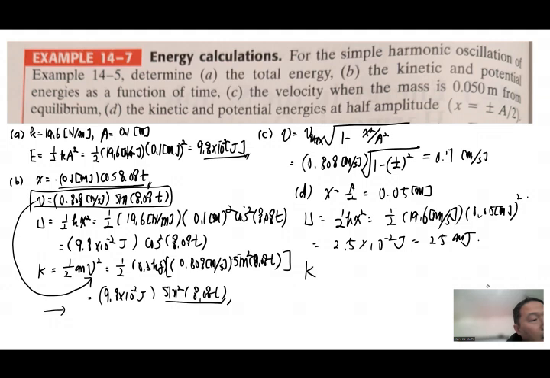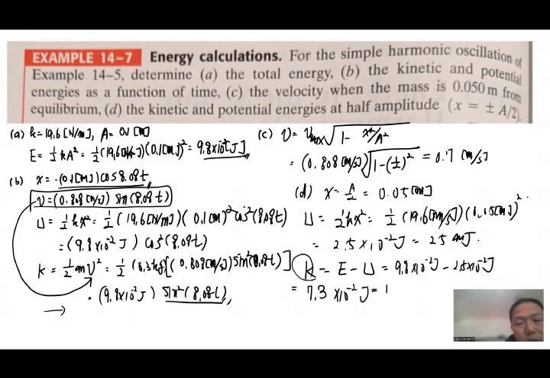And the kinetic energy K is total energy minus U. So all we need is to take 25 millijoule out of the total energy, 98 millijoule. So that is 9.8 times 10 to the minus 2 joule minus 2.5 times 10 to the minus 2 joule. That leads to the answer for kinetic energy, which is 7.3 times 10 to the minus 2 joule, which is 73 millijoule. For D.